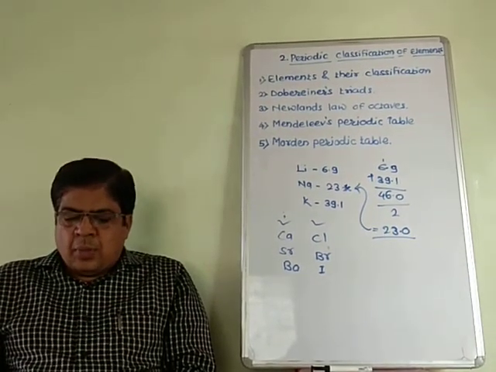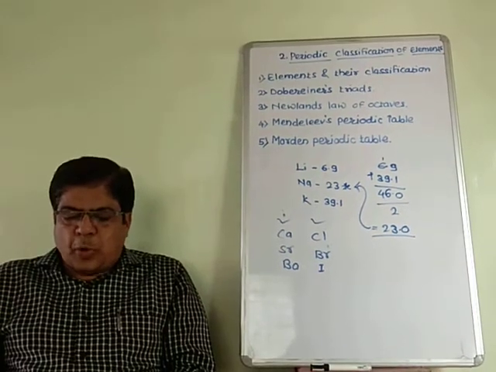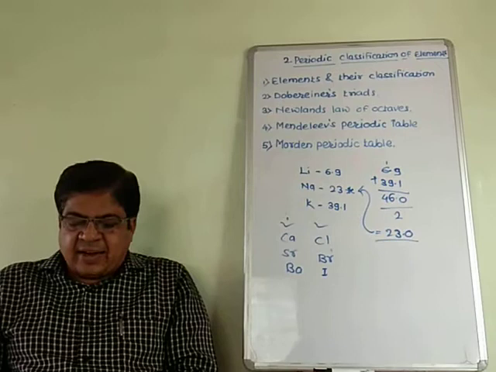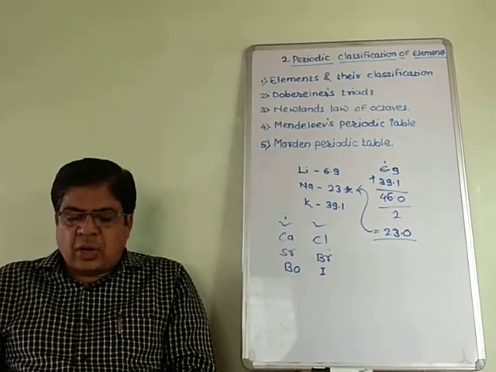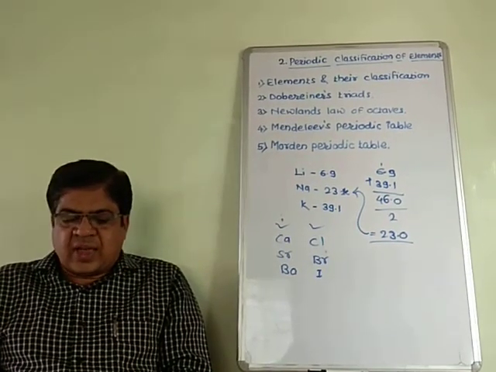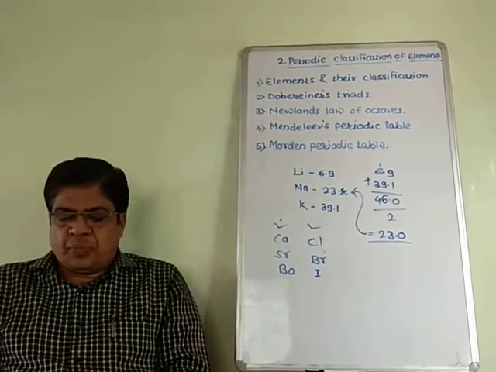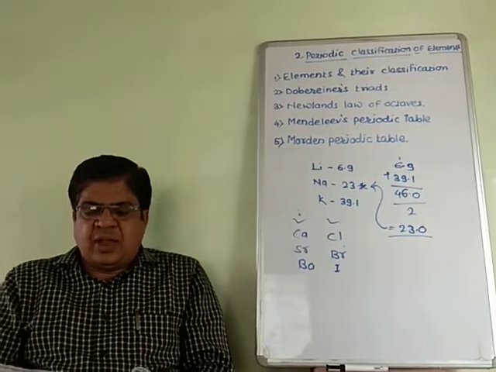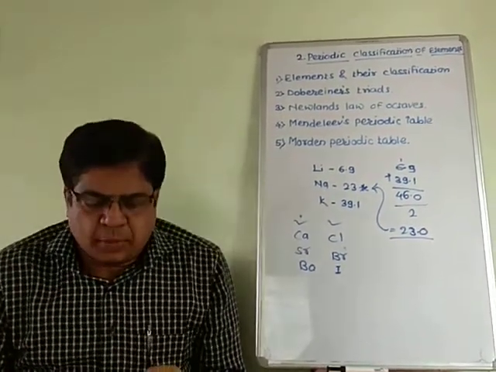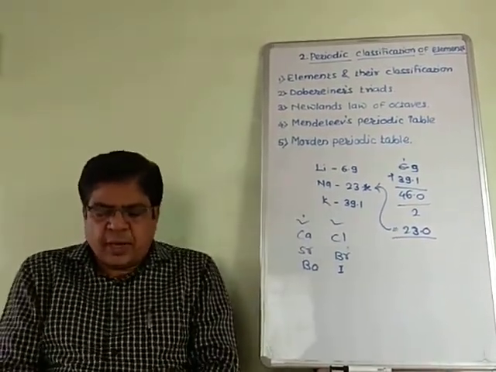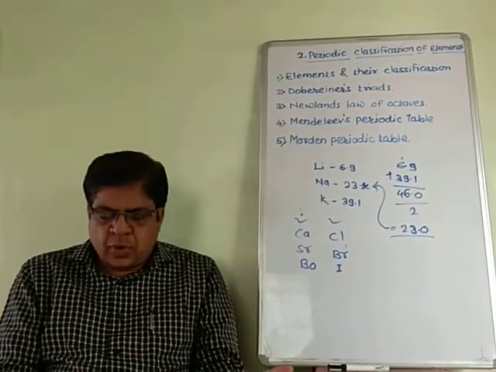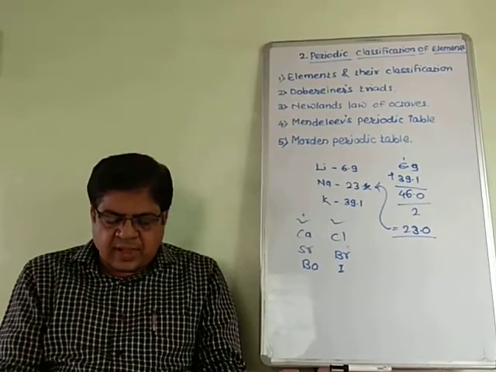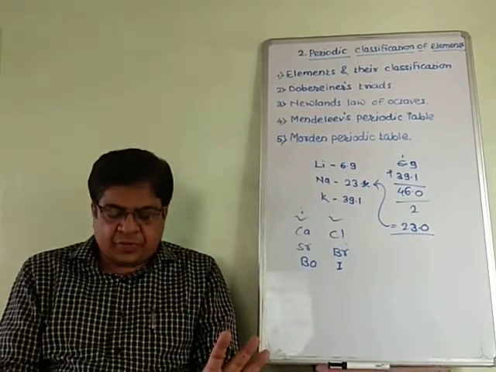While going from top to bottom in any group, one electronic shell gets added at a time. From this, the electronic configuration of the outermost shell is characteristic of a particular group. In the modern periodic table, elements are arranged in increasing order of their atomic numbers. Vertical columns are called groups. There are 18 groups. Chemical properties of elements in the same group show similarity and gradation.